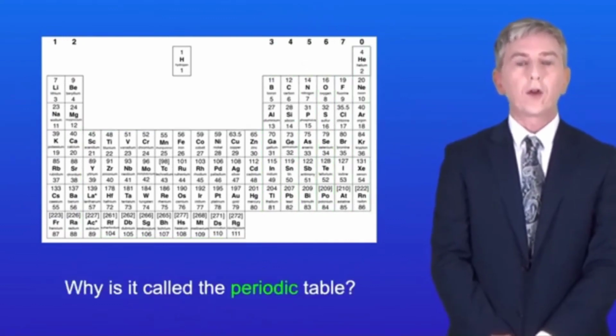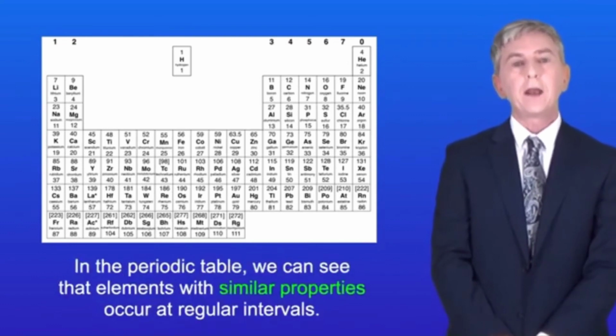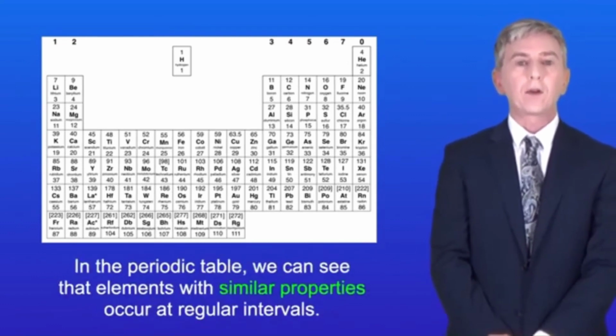So why is it called the periodic table? Well, the word periodic means occurring at regular intervals, and in the periodic table we can see that elements with similar properties occur at regular intervals.